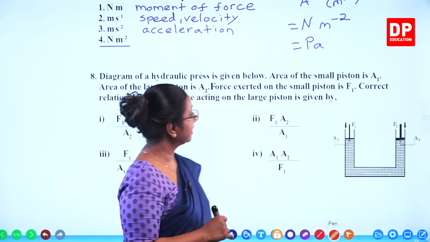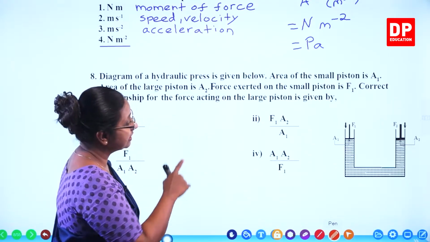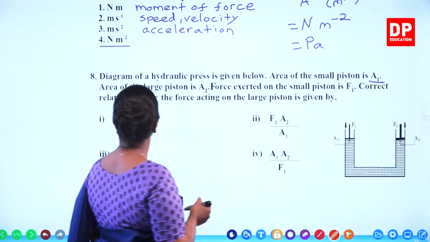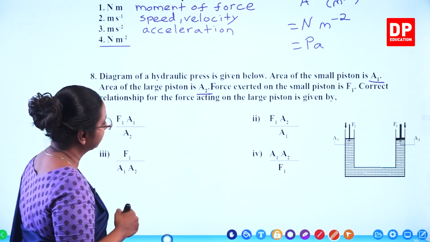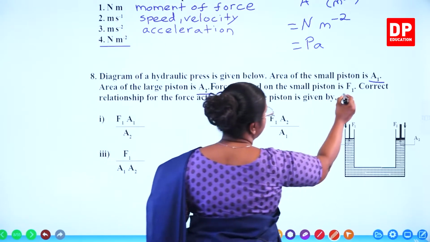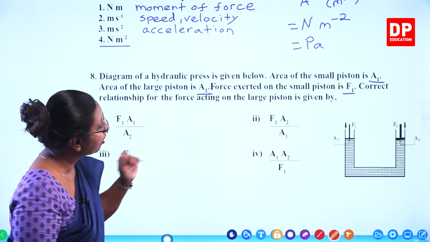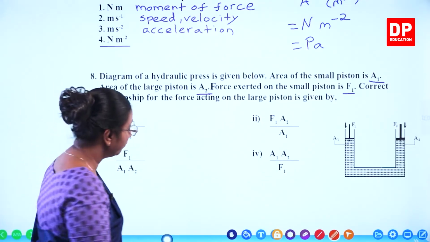So that is the diagram shown to us. Area of the small piston is A1. Area of the large piston is A2. That is also given there. Force exerted on the small piston is F1. And the correct relationship for the force acting on the large piston is given by... So that is what we need to find.